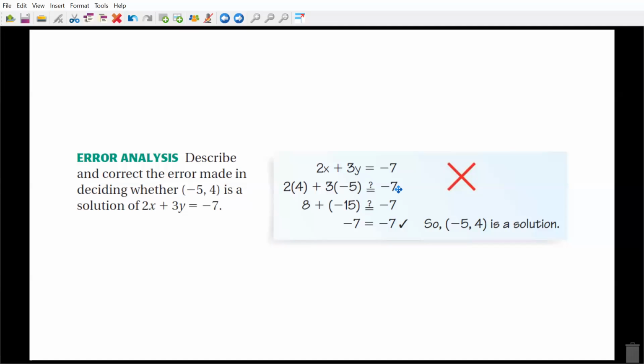A little bit of an error analysis. And this question would say, describe and correct the error made in deciding whether negative 5, 4 is a solution of 2x plus 3y equals negative 7. Is that correct, guys? Is that exercise correct?